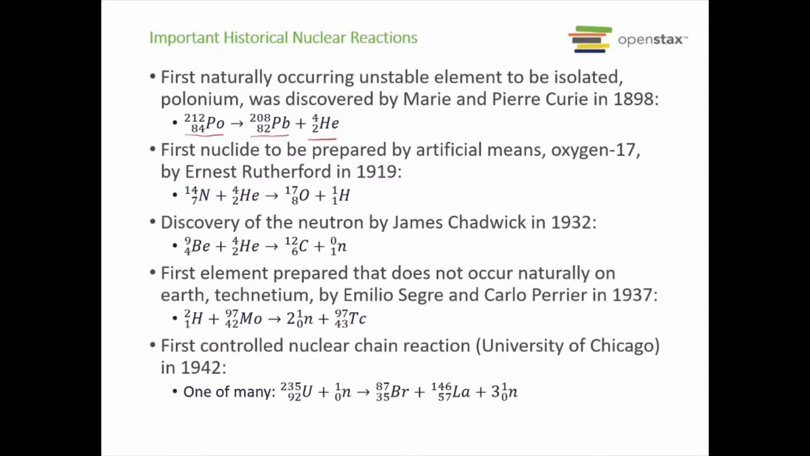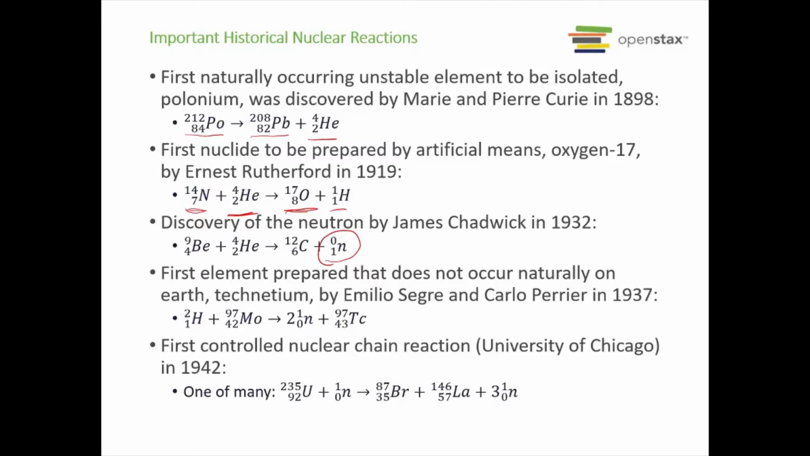Then we have the first nuclide to be prepared by artificial means. So oxygen-17 was made by Ernest Rutherford in 1919. So we took some nitrogen-14 and bombarded it with alpha particles and was able to make this oxygen, and a proton is given off. Then we have 1932, the discovery of the neutron by James Chadwick. And so what he did is react some beryllium-9 with alpha particles to produce carbon-12, and then these neutrons were given off also.